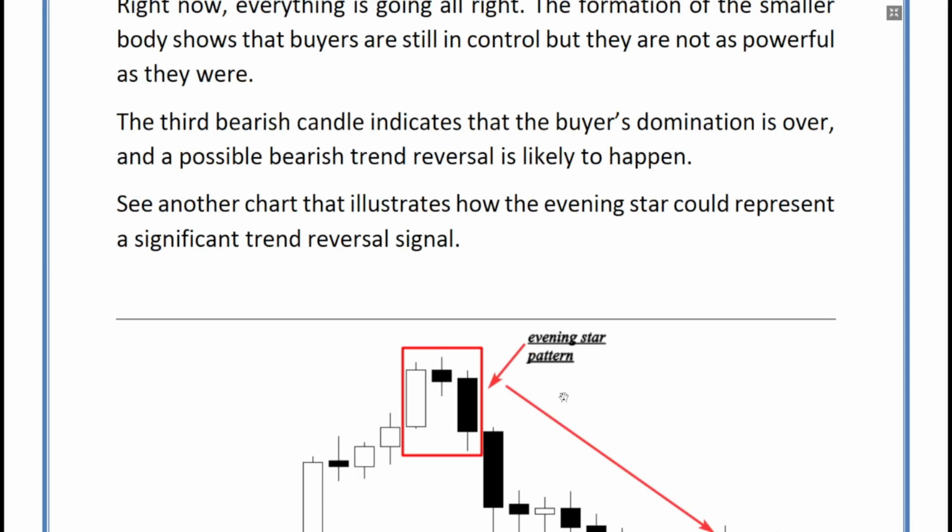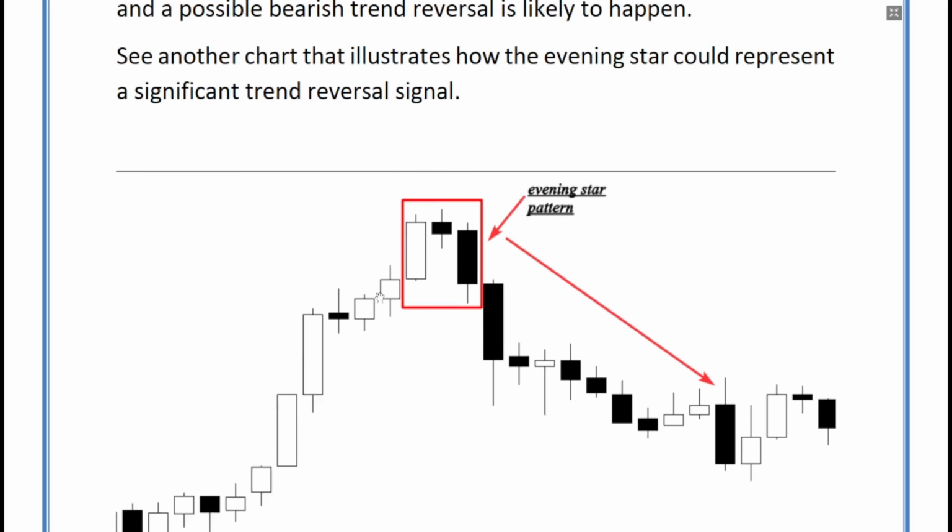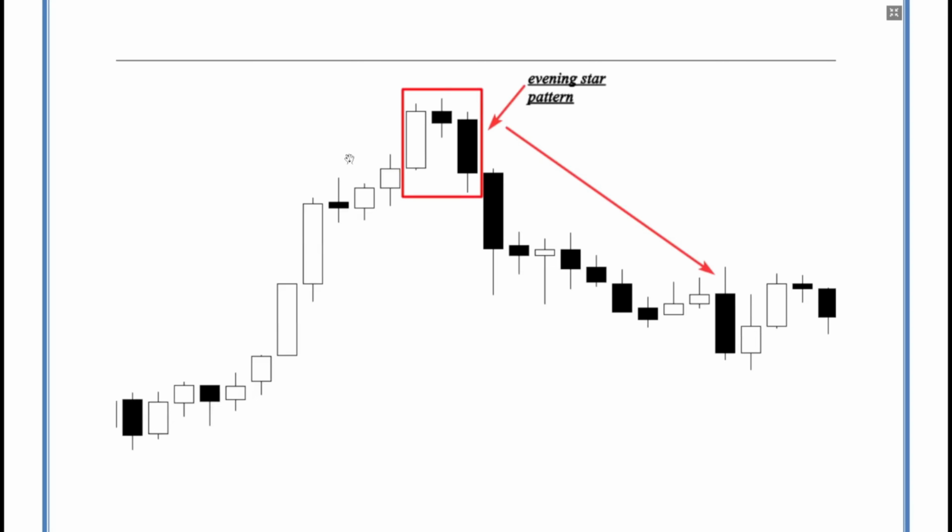Now, let us look at this in a real market setup. This is a snippet of a real market setup. As you can see, this market had a bullish trend, okay? And then the Evening Star pattern formed at the top, okay? Now, we have a very strong bullish candlestick. And then you have a small bearish candlestick. And then you have a large one. For the first one, it shows that the buyers are still in control.